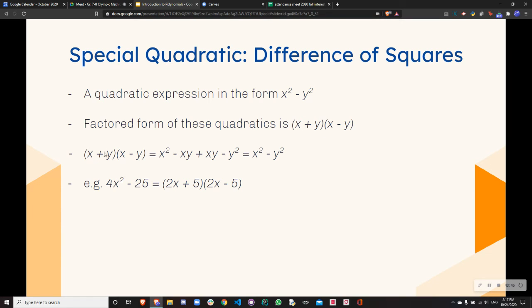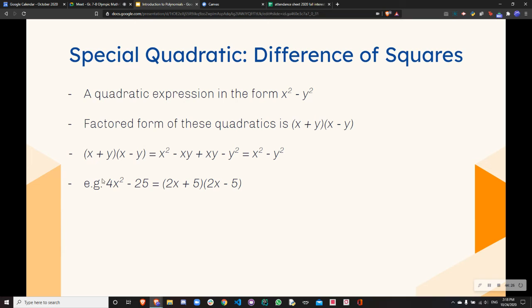And if you want to test it out, we can. Say we expand x plus y times x minus y. We get x squared minus xy plus xy minus y squared. So multiply x by x to get x squared, x times -y to get minus xy. Now we do it for plus y. Plus y times x gives you plus xy as well. And then plus y times -y gives you negative y squared. So you see that negative xy and positive xy cancel out, and you're left with x squared minus y squared.